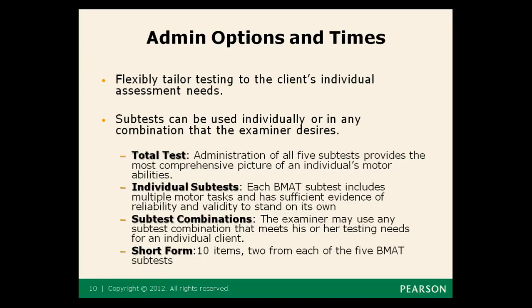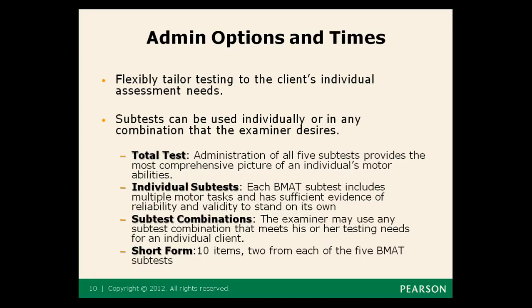So each of the subtests takes approximately 8 to 16 minutes to administer, and of course that's going to depend on the examinee, whether or not they have a motor impairment, and again on how familiar you are with the test and setting it up and things like that. The other option is subtest combinations, and in this particular option, you can use any subtest that meets your needs and the needs of the client during testing for an individual client.